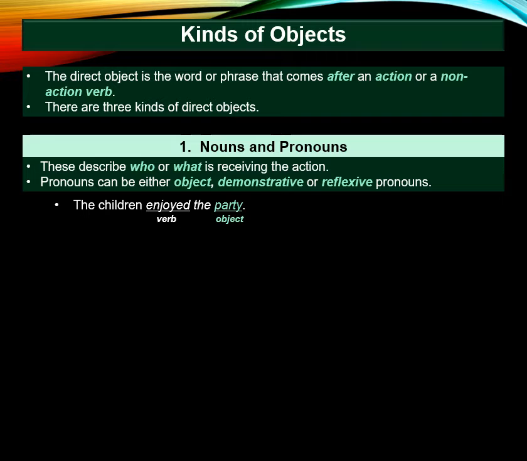For example, the children enjoyed the party. Enjoyed is the verb. Directly after the verb, you have the party. That means party is the object. You won't find anything between the main verb and the noun phrase as a general rule, if there's an object. Or, we bought these on vacation in Thailand. Bought is the verb. These is the pronoun object.